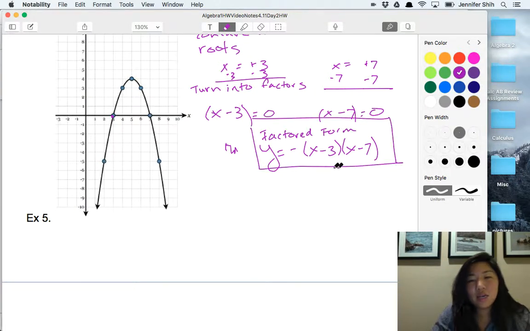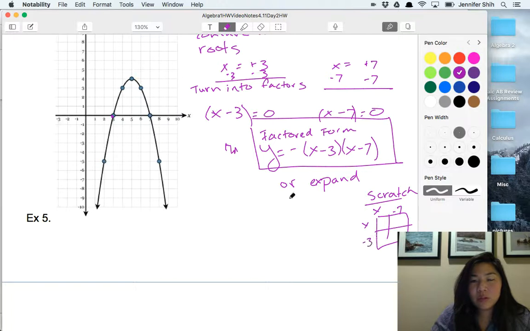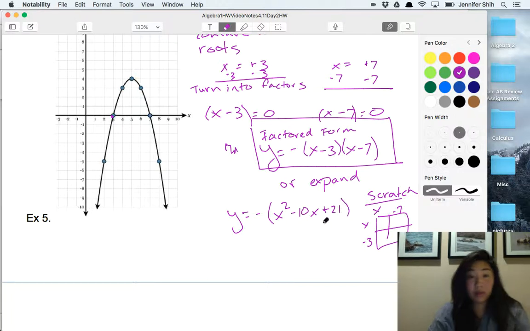The other way to do this is if you expand this. Use your scratch work to multiply. Some of you are starting to do this in your head, which is okay, but you might make a mistake. Watch this. I have a negative, and I put parentheses around here. So when you do this box method, you end up getting this. Let me double check.